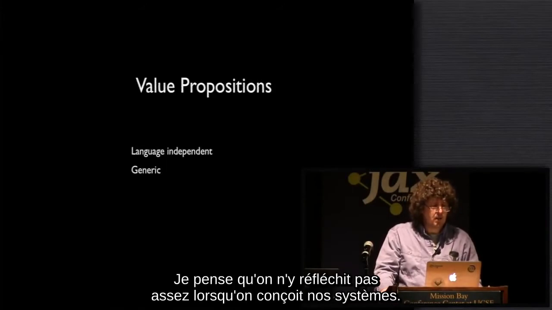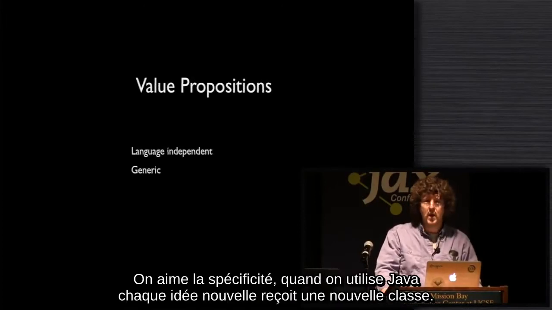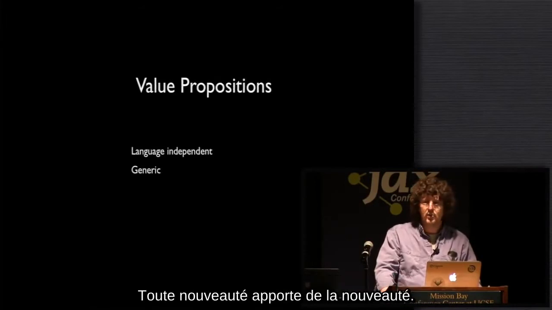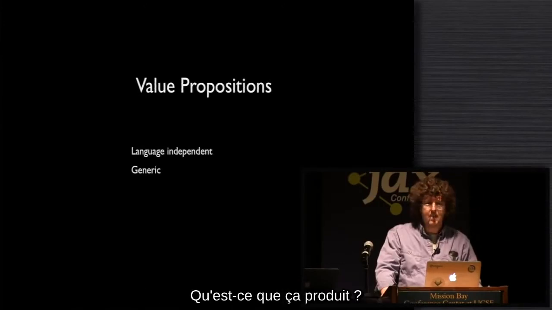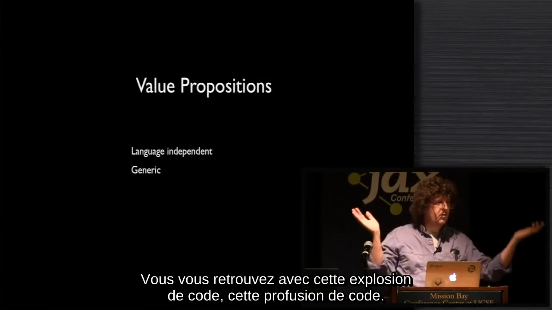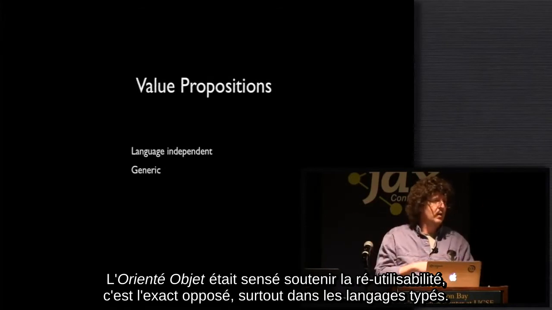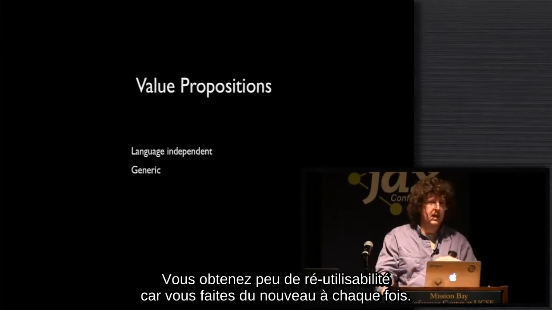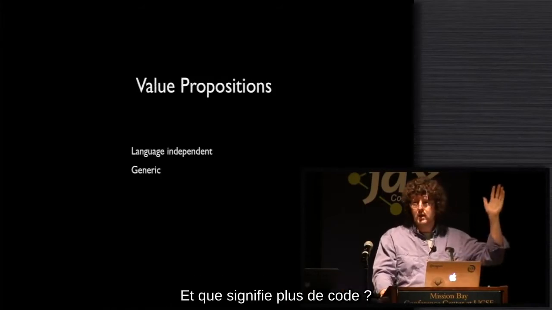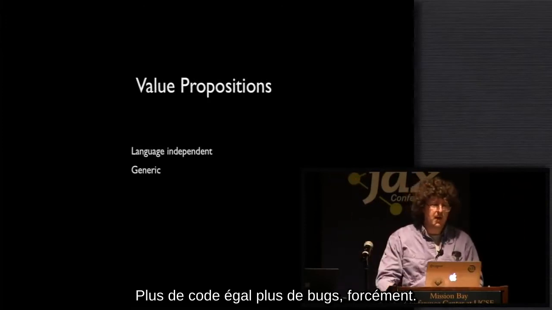I think it's something we don't think about often enough in our programming designs, in our systems: the actual costs of specificity. We love specificity. We use Java. Every new idea gets a new class. Every new thing gets a new thing. What does that cause to happen? You get a tremendous explosion of code. Objects were supposed to support reuse. They've done the exact opposite, especially in typed languages. You get very little reuse because you make a new thing every time. And what does more code mean? More code equals more bugs right away.